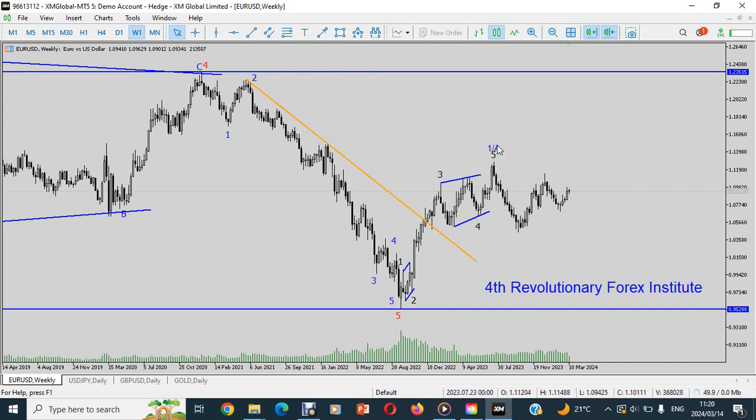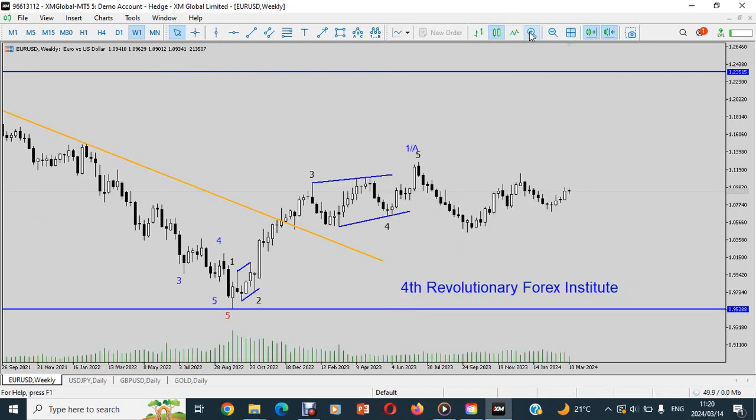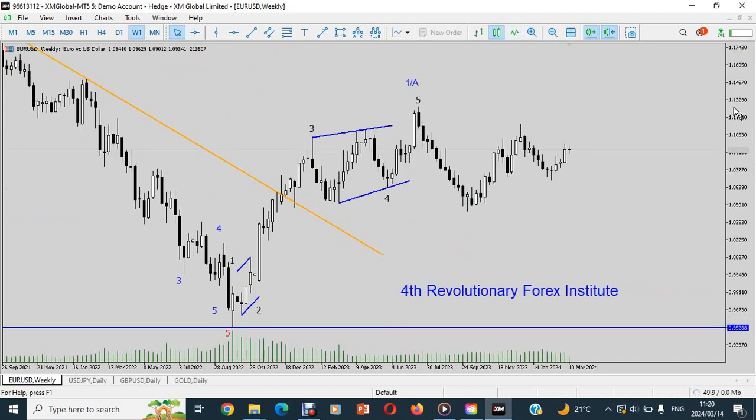because we have this impulsive move going up, which formed wave 1 or wave A, which is blue in color. So for now, we understand that the market has broken this downward trend line. Let's zoom this in just to see the bigger picture. We see that we have this wave 1, wave A, which is blue in color. Let's erase this so that we can get a bigger picture.